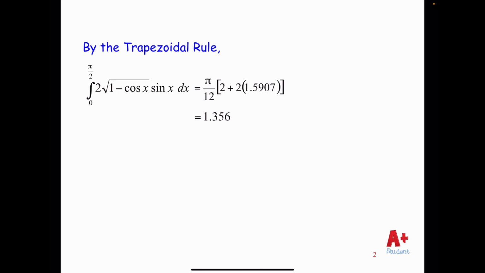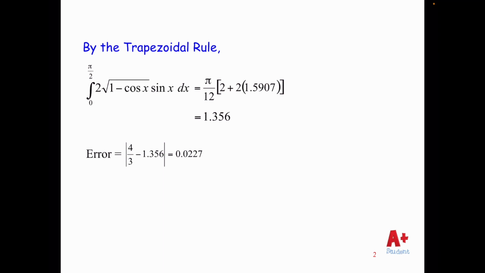So the answer is 1.356. Okay, so itu untuk B. Then dia nak kita compute the error. Error tu maksud dia, okay, sebab part A kita dah calculate guna kaedah integration biasa. Kita guna definite integral. Okay, so kita dapat answer itu memang yang accurate lah. Bila kita pakai trapezoidal rule, trapezoidal rule ni dia cuma approximation saja, dia adalah anggaran. So bila dia anggaran, dia kurang tepat. Jadi kita nak compare dia punya answer between yang pakai definite integral, dengan pakai trapezoidal rule, which is approximation.